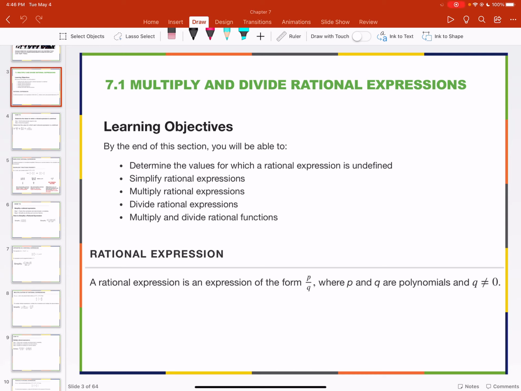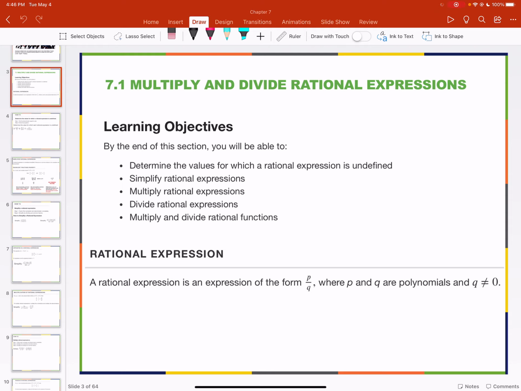Hello, welcome to section 7.1 where we're going to discuss multiplying and dividing rational expressions. So our goal is first of all to define what it is, figure out the domain, simplify, multiply, and divide rational expressions as well as functions.